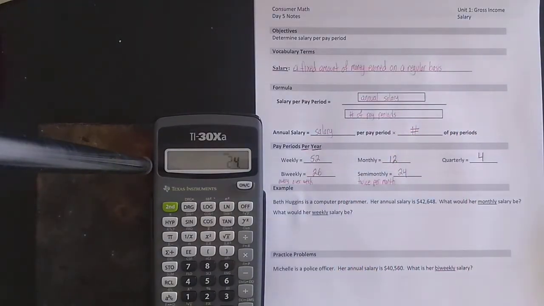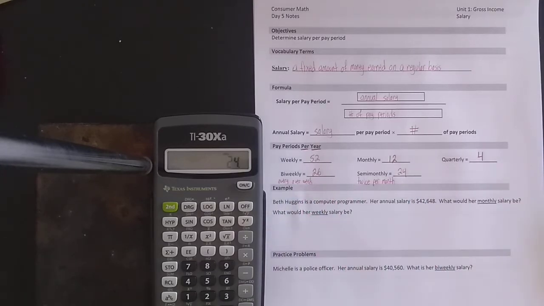You need to remember these numbers because they're very important. You need to know how many weeks are in a year and how many months are in a year. From that, you can determine how many pay periods you would have if you get paid bi-weekly or semi-monthly. And you should also know how many quarters there are in a year, but that one's pretty self-explanatory. Let's get to some examples.